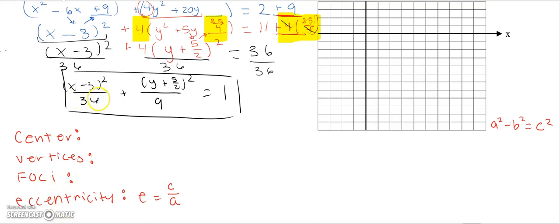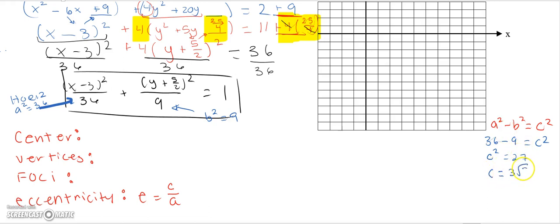Okay, so now that I have the standard form, I can find everything that we're asked to do and graph it. I'm going to notice that the larger number is under the x here, so that tells me that the major axis is going to be horizontal. So I know that my a squared is 36, and here the smaller number is my b squared equals 9. I'm going to use those two to find my c, using a squared minus b squared is c squared. So a squared is 36, b squared is 9, and that's going to equal c squared. When I subtract the two, I get that c squared equals 27, or when I square root it, this is 9 times 3, so 3 root 3.